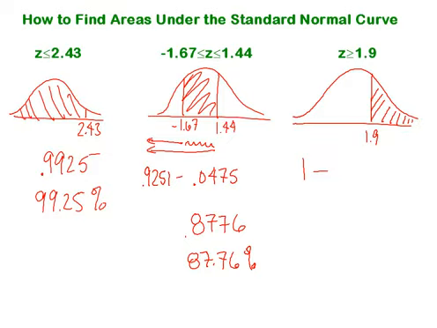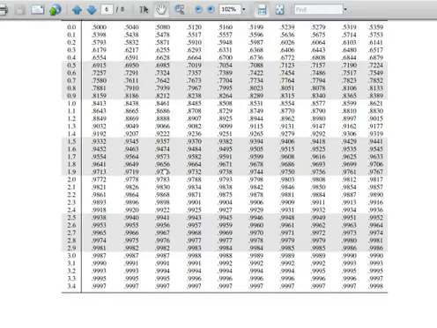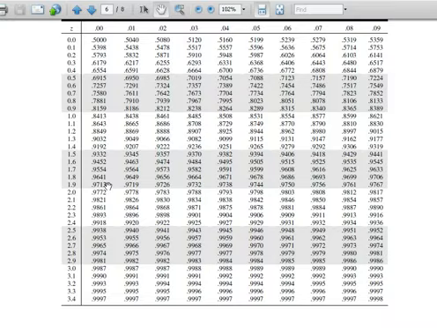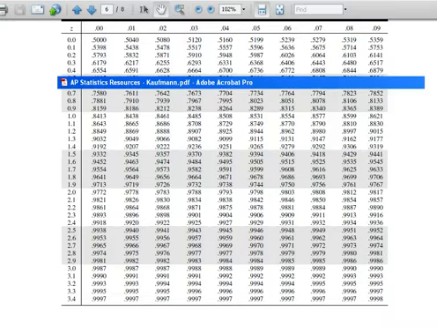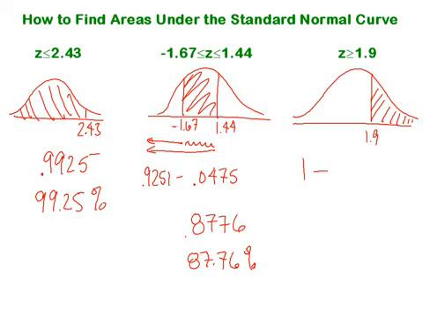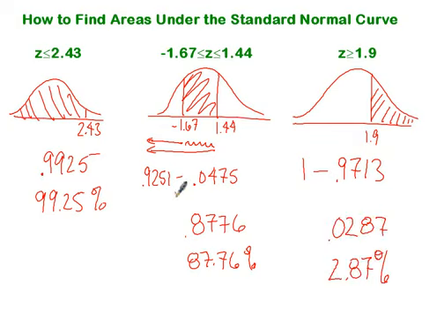So we're going to look up 1.9 as usual in our chart. All right, that's 1.90, so it's right here, 0.9713. And we're going to subtract that from 1. And when we subtract it, we get 0.0287, and so you could say that 2.87% lies to the right of 1.9.